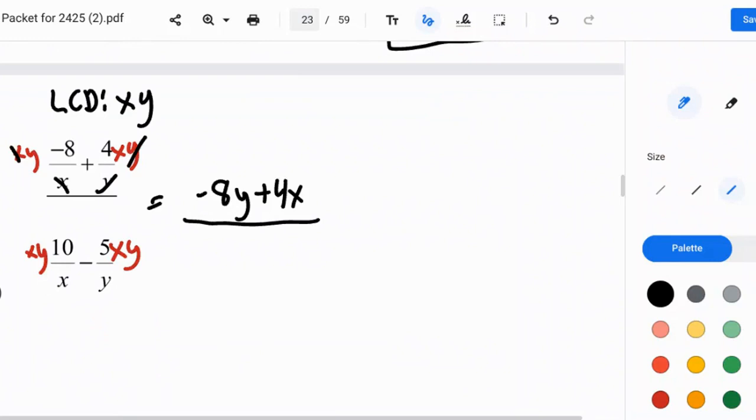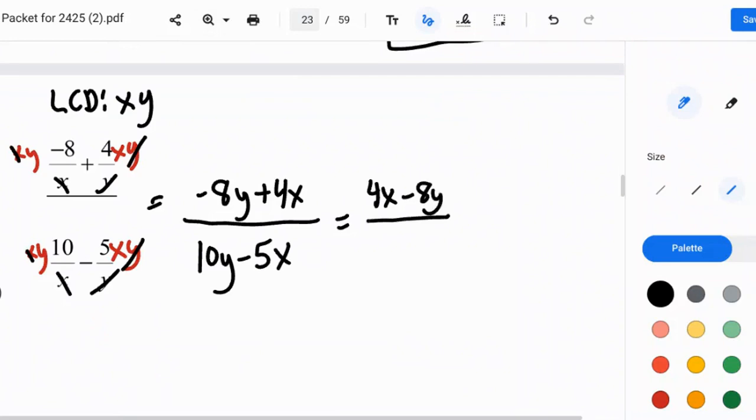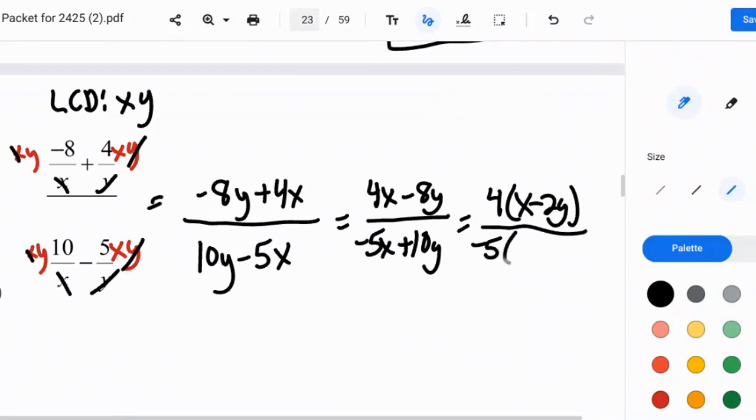The bottom, the x's cancel here. I'm left with 10y. The bottom right, the y's cancel. I'm left with minus 5x. I look to see if there's anything that I can factor. These are not in correct order alphabetically, so I'm going to put them in the correct order first. So now the x is first, the y second. So the top I could pull out a 4. The bottom I could pull out a -5.